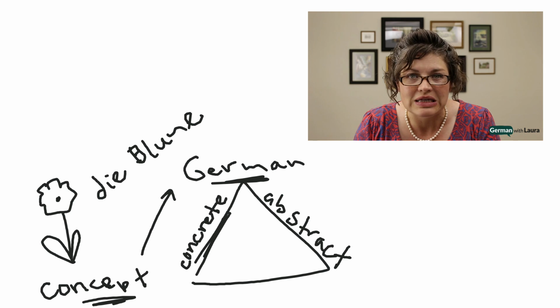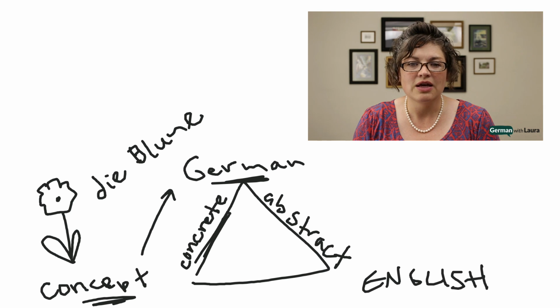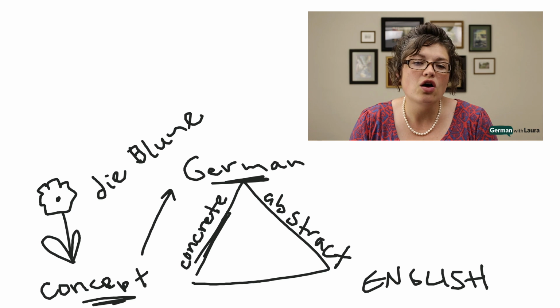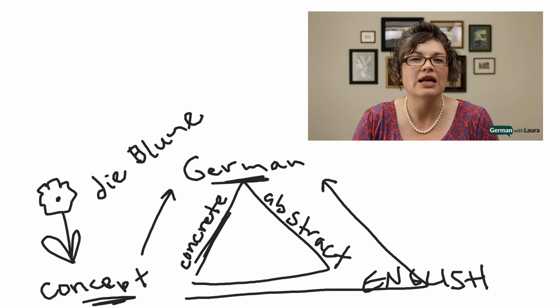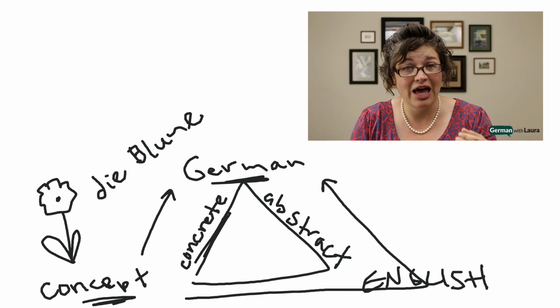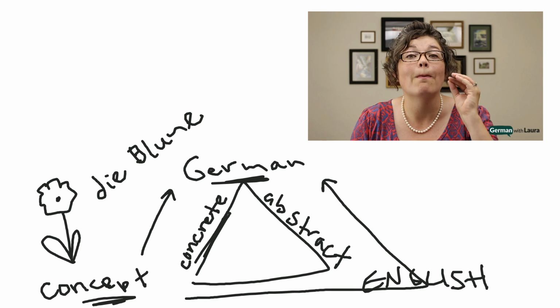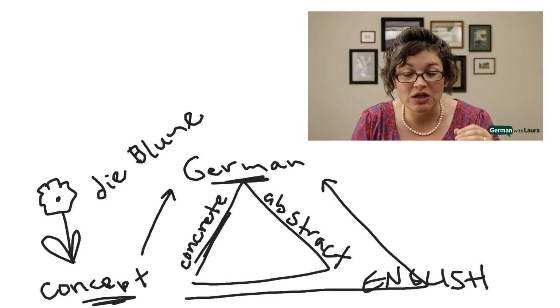You have no choice but to translate from English or whatever your native language is into German. So it's a long way because we're essentially going from the concept through our native tongue and then translating into German. So when you initially learn an abstract word, you have to do this. But we need to get away from translating as soon as possible.